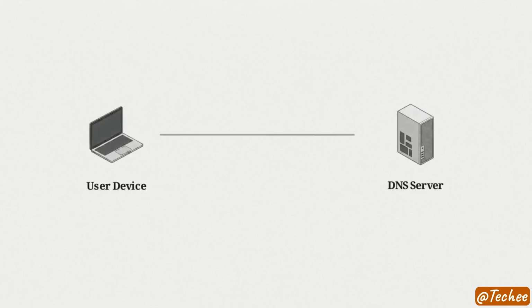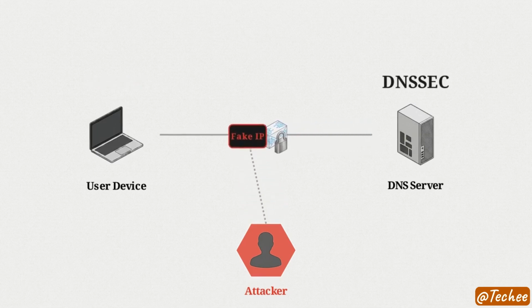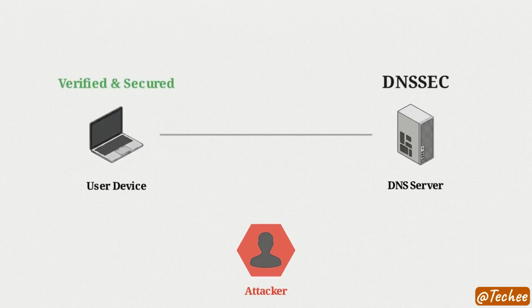Early internet infrastructure sent DNS queries in plain text, exposing requests to eavesdropping and cache poisoning, injecting fake IP addresses to redirect traffic. To secure data, engineers introduced DNSSEC. This protocol attaches cryptographic signatures to DNS records, verifying information hasn't been altered during transit.